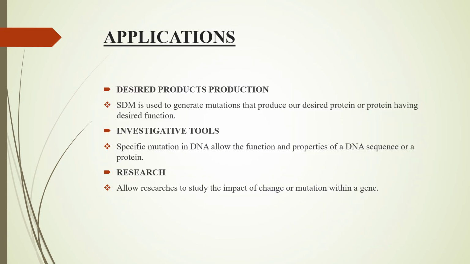Now, applications of site-directed mutagenesis are desired product production, investigation tools, and research. In desired product production, SDM is used to generate mutations that produce a desired protein or protein having desired functions. In investigation tools, specific mutations in DNA allow the study of the function and properties of a DNA sequence or a protein. And in research, researchers also study the impact of a change or a mutation within a gene.